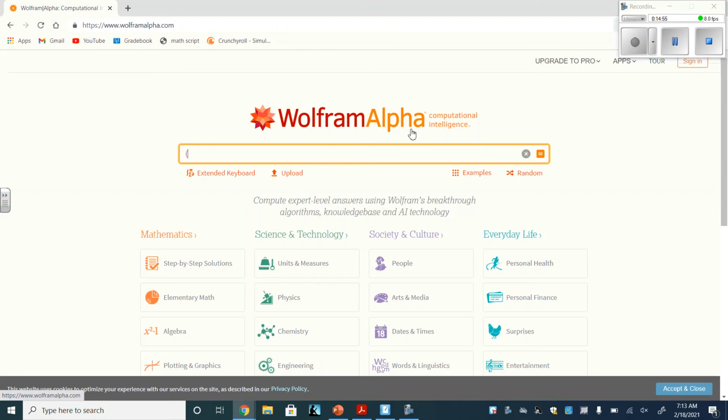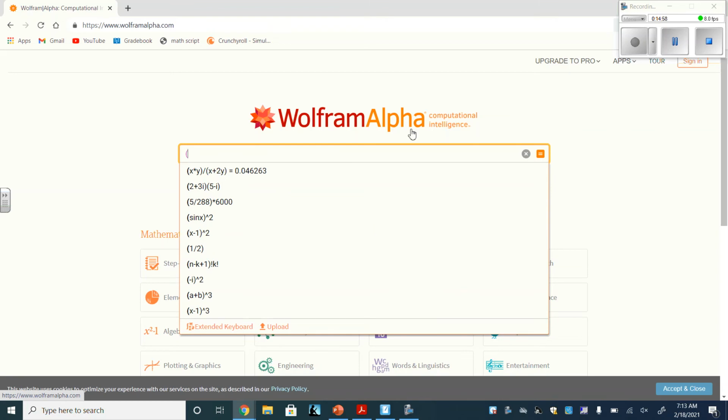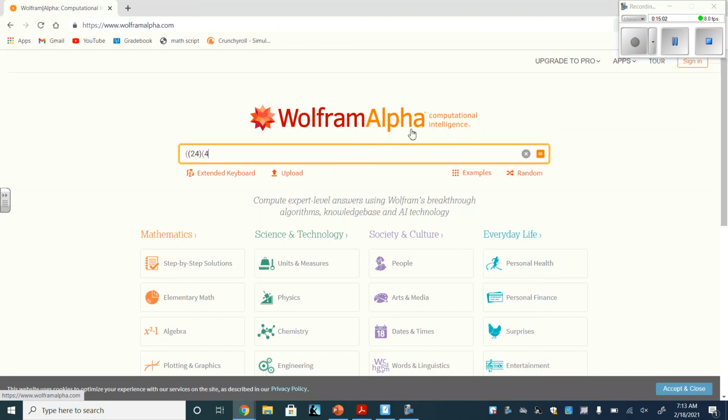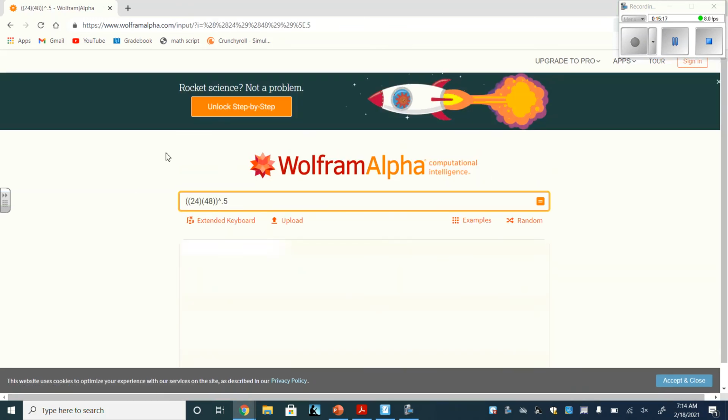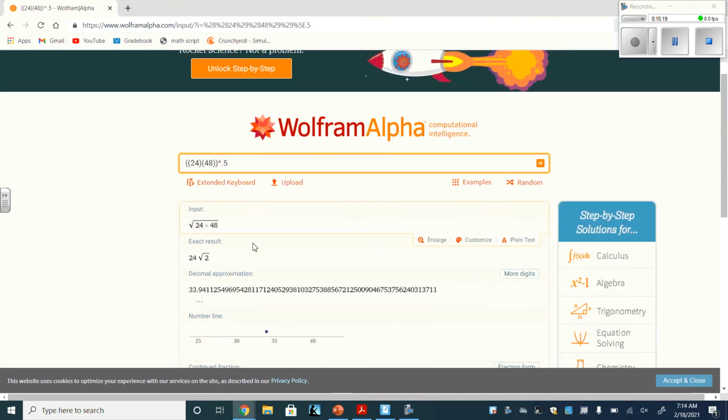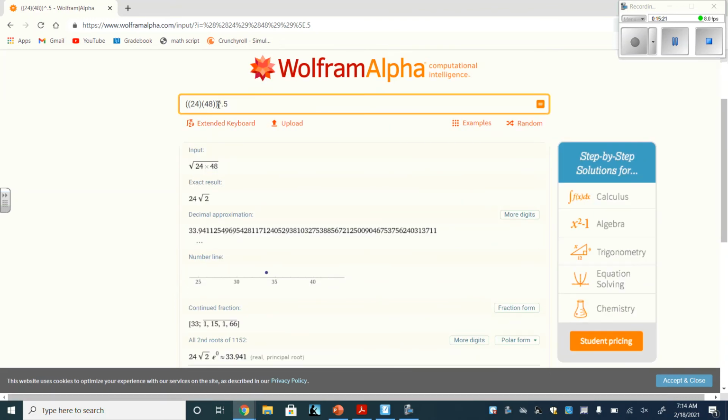And the way we would type these in is that we can type it in as parentheses, parentheses, 24 times 48. So I can type it as this here. So this is telling it that 24 times 48. And I put it with these extra parentheses because what we're going to do is take it to the 0.5. Enter. Because when I take it to the 0.5, or 1/2, it's the same as taking the square root. Square root of 24 times 48.